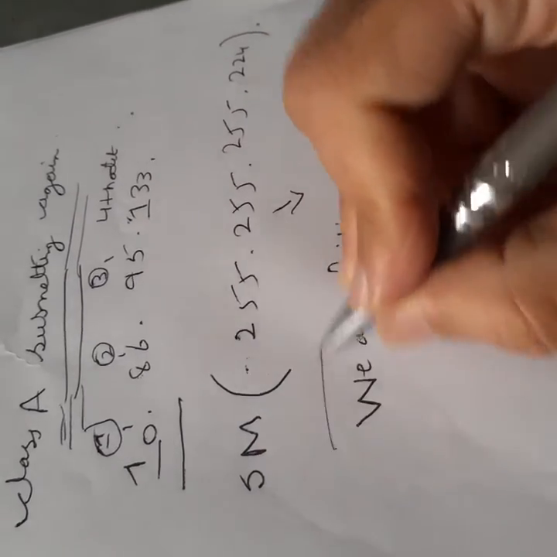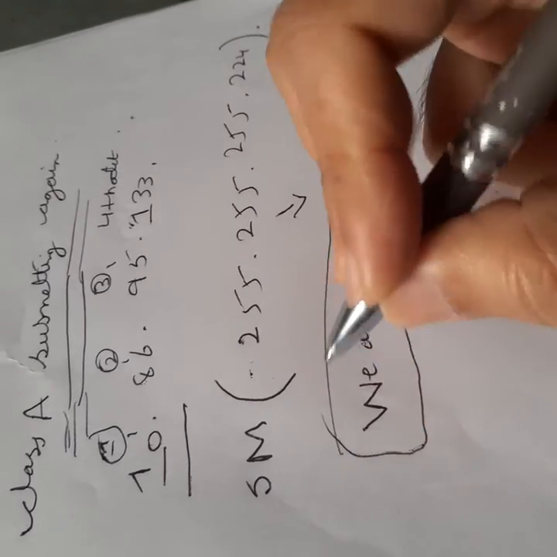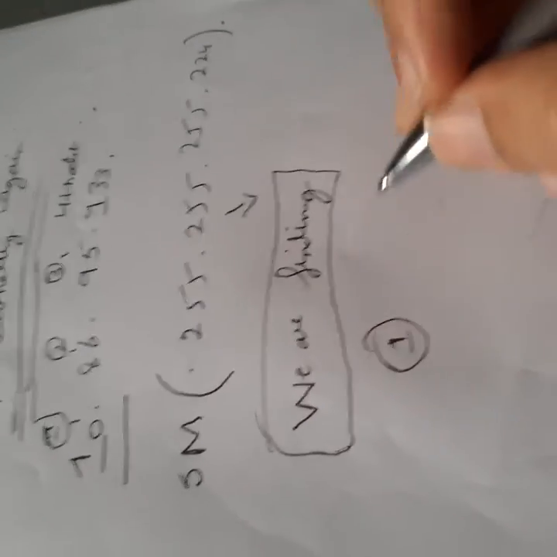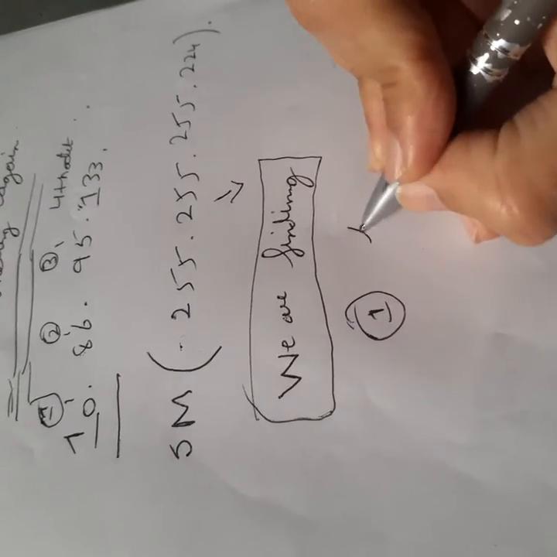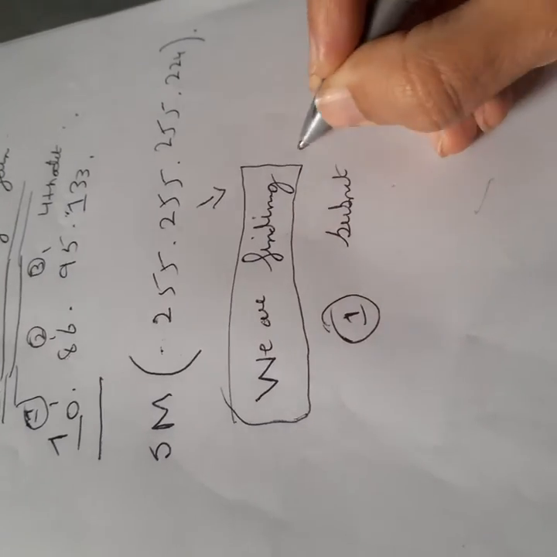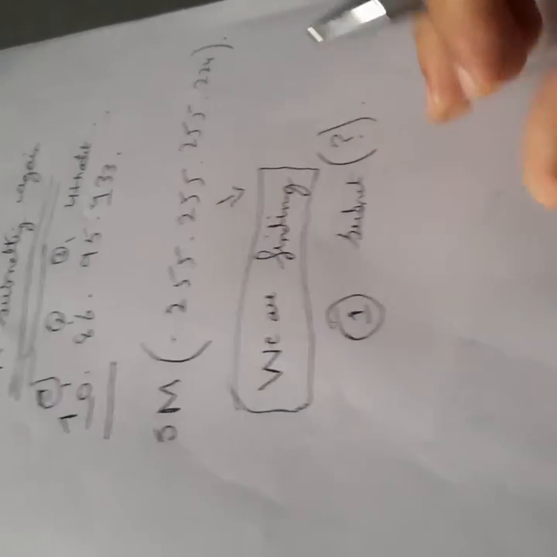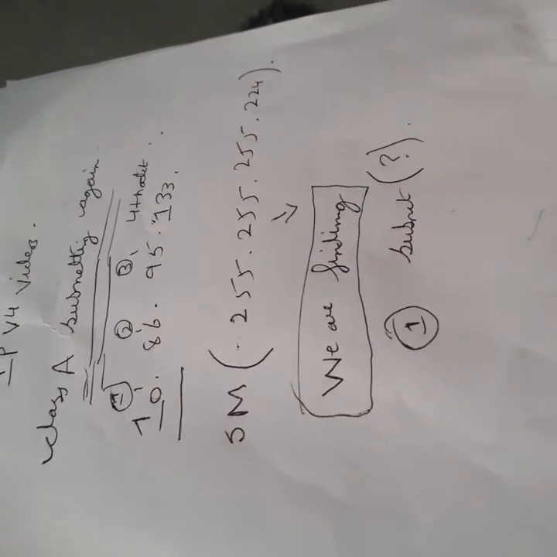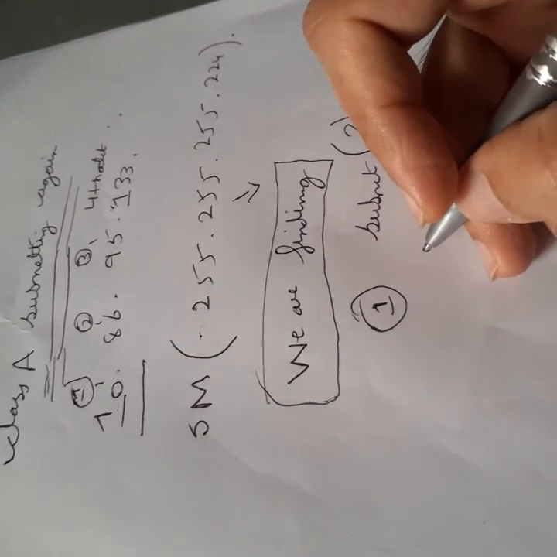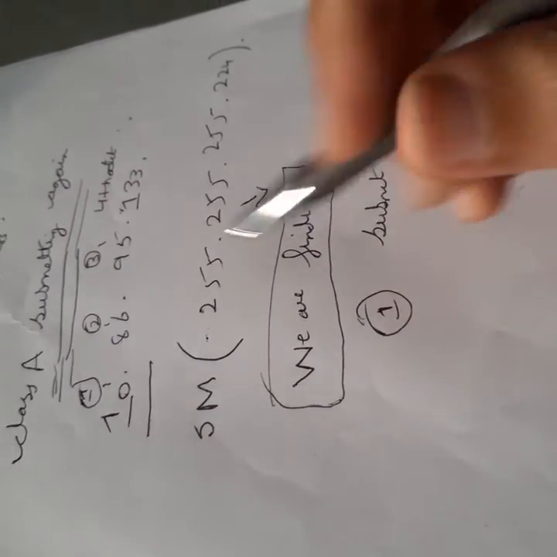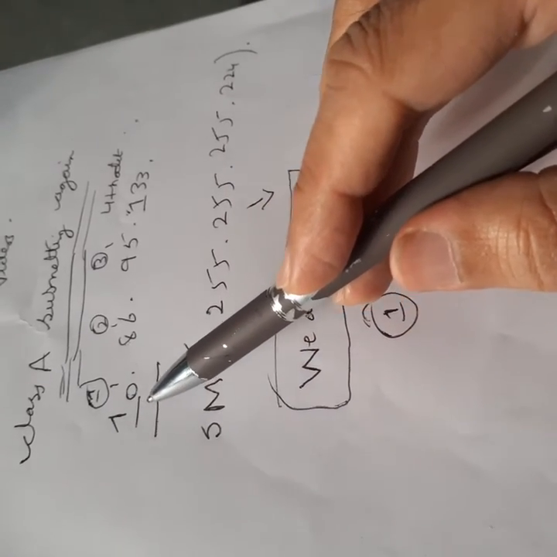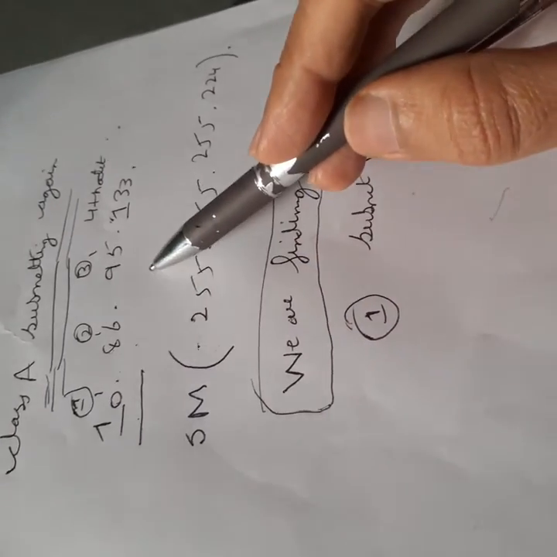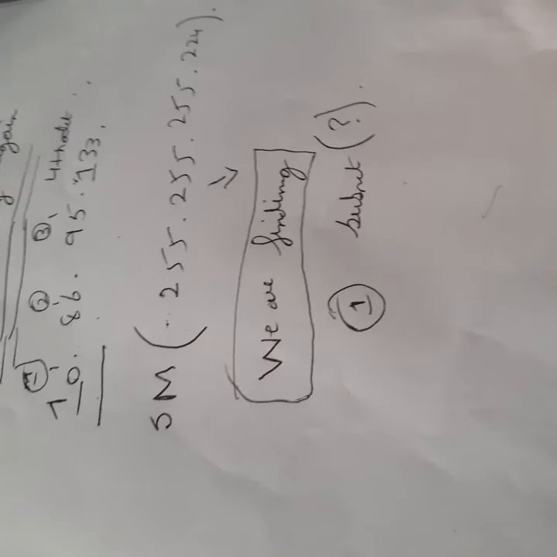Everyone, concentrate. Right. So we are finding the subnet. What subnet is used for our Class A IP address? So let's start. Our IP address is, I'm going to say it again, 10.86.95.133.